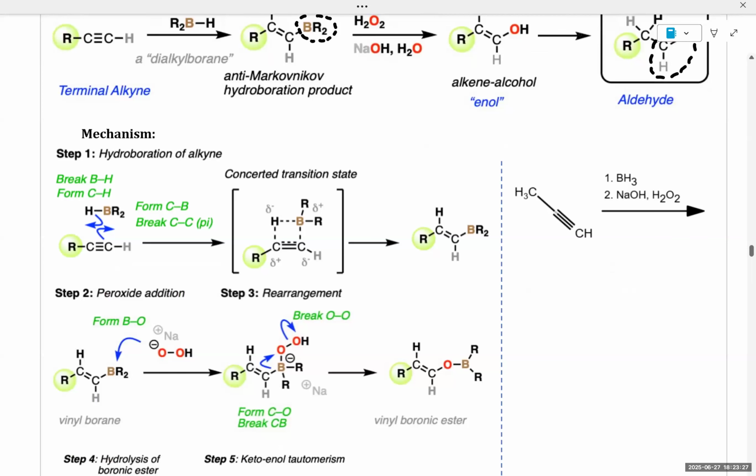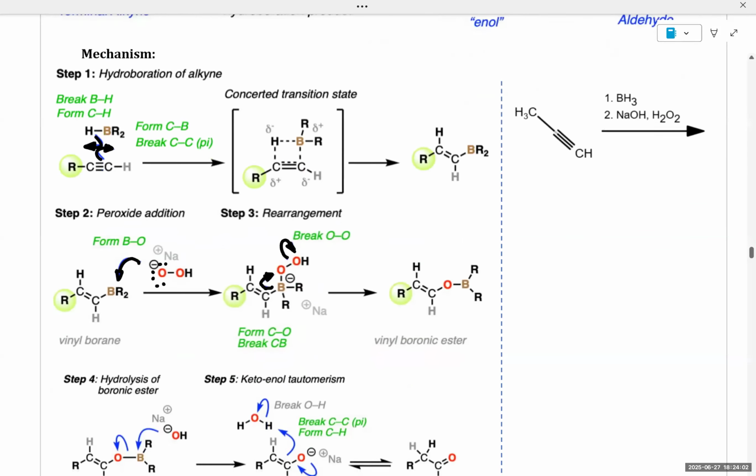First and foremost, you observe concerted hydroboration. So you end up with addition of hydrogen and boron across the carbon-carbon triple bond. This yields a vinyl borane. Next, we end up with oxidation facilitated by hydrogen peroxide. The oxidation mechanism is exactly the same as for prior hydroboration-oxidation reactions.